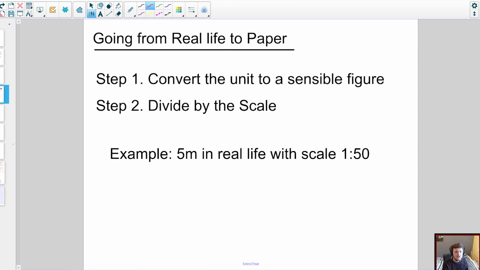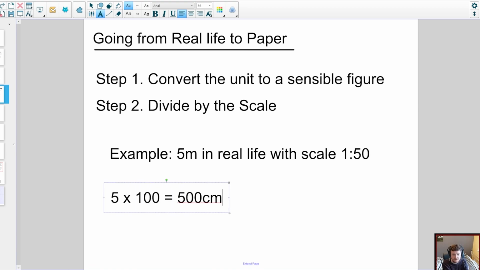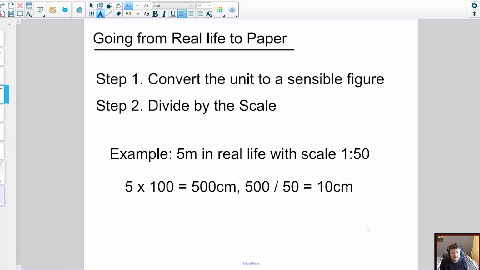Okay. Going from real life to paper is going the opposite way. So first step is we convert the unit to a sensible figure and we divide by the scale. So in the example here, we've got 5 meters in real life with a scale of 1 to 50. So on a plan or on a map, we're probably going to have a unit of centimeters. And so first, I'm going to do 5 times 100 to get 500 centimeters first. Then I'm going to do 500 divided by 50, which should give me 10 centimeters. And so my answer in this case would be 10 centimeters.